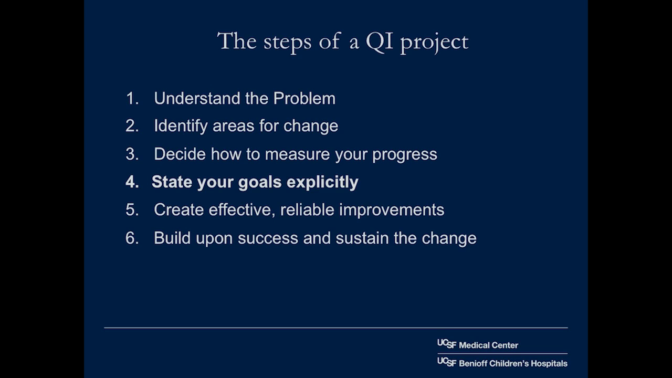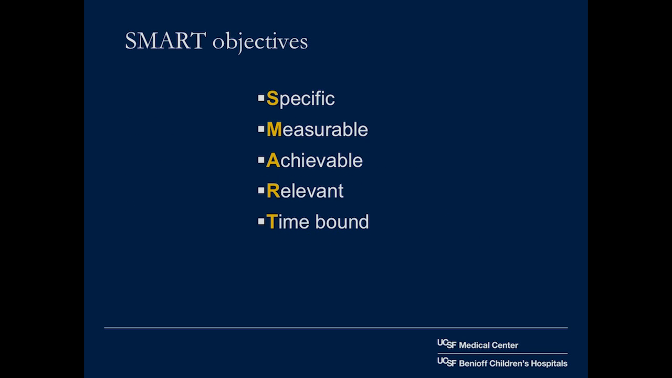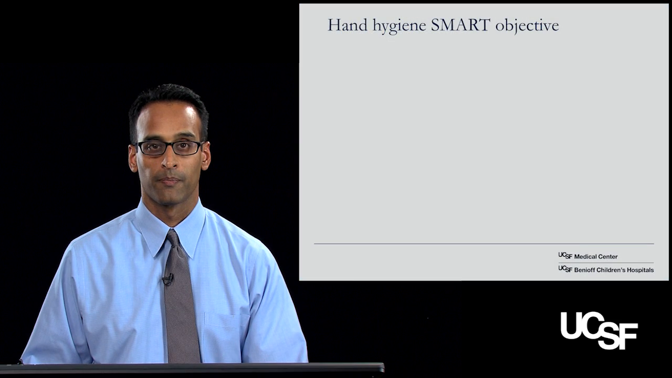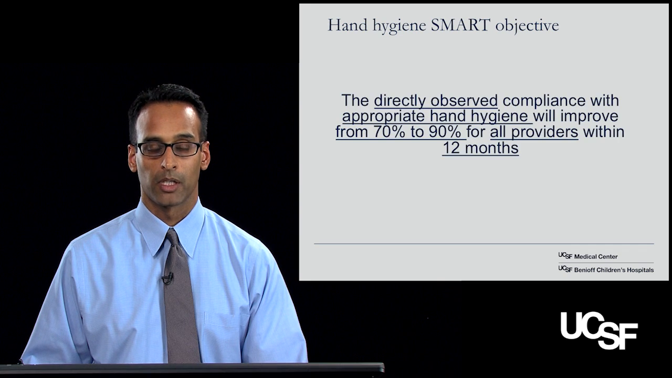Now that you've understood the problem, identified the areas for change, and decided on how to measure your progress, it's very important to state your goals explicitly. Project objectives are usually formulated in a SMART format, which stands for specific, measurable, achievable, relevant, and time-bound. And this is also the second common pitfall encountered when planning a QI project: failure to use an appropriate SMART objective when planning your project. An example SMART objective for improving hand hygiene might look something like this.